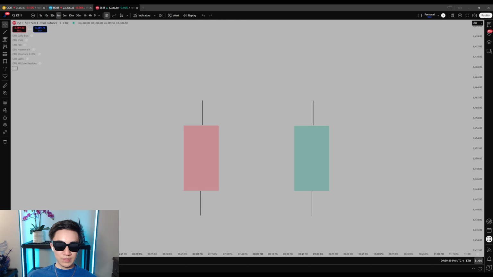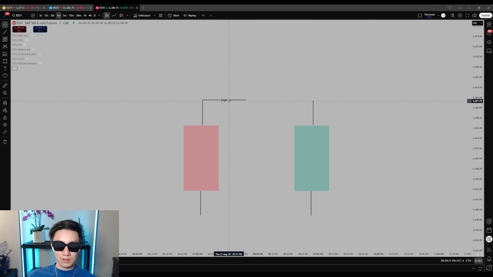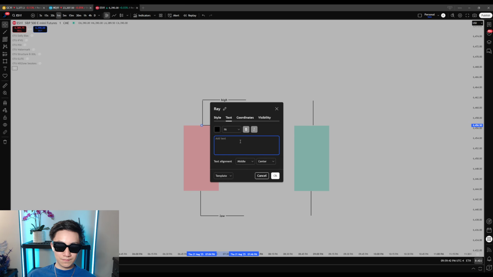To read a candle, every single candle has 4 components. There is the high. Let me add the text here. There's the high of the candle. There's the low of the candle. There is also the opening price of the candle. And there's the closing price of the candle.